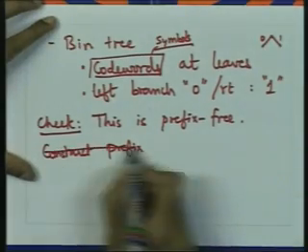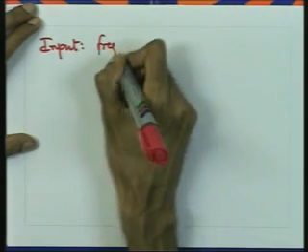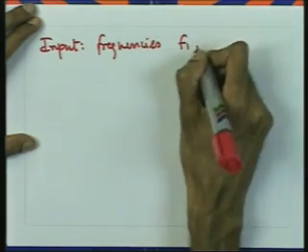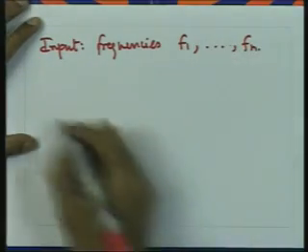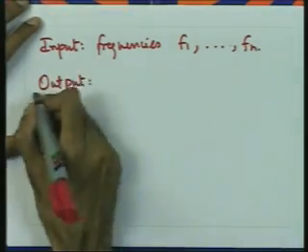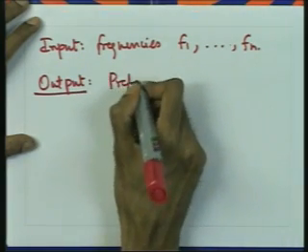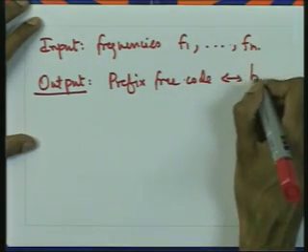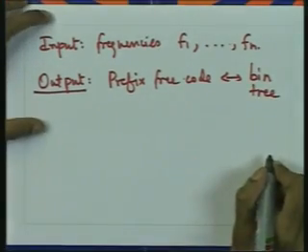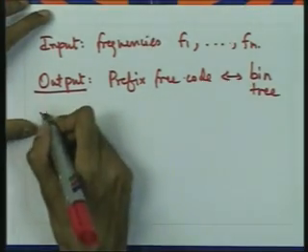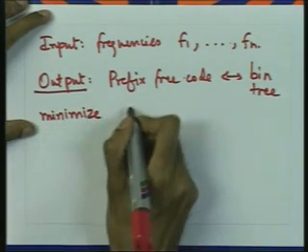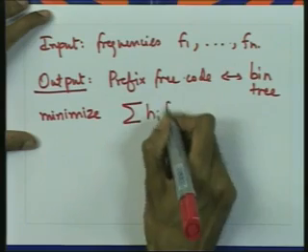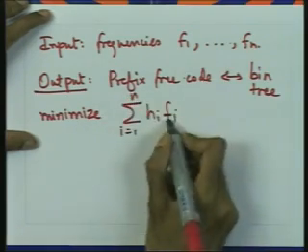Before this, let me just take a new sheet of paper and write this entire problem properly. So the input is frequencies f1 and so on up to fn. What is the output that we desire? We desire a prefix free code, or in other words, a binary tree. And we would like to minimize the following function: sigma hi fi, i equals 1 to n. The frequencies come from there.